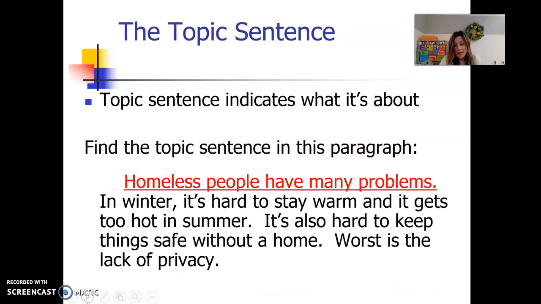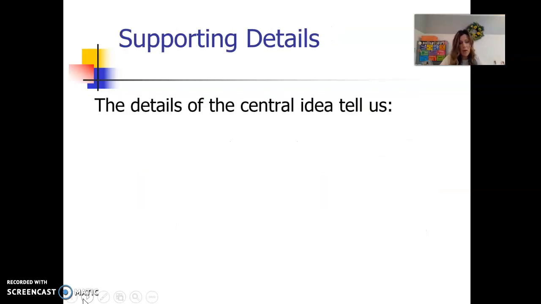Hopefully, you highlighted this sentence: homeless people have many problems. This is general. They have many problems. That's a general statement, and a topic sentence would be more general. And then the details that come after would be more specific. So let's keep going. Supporting details, then.